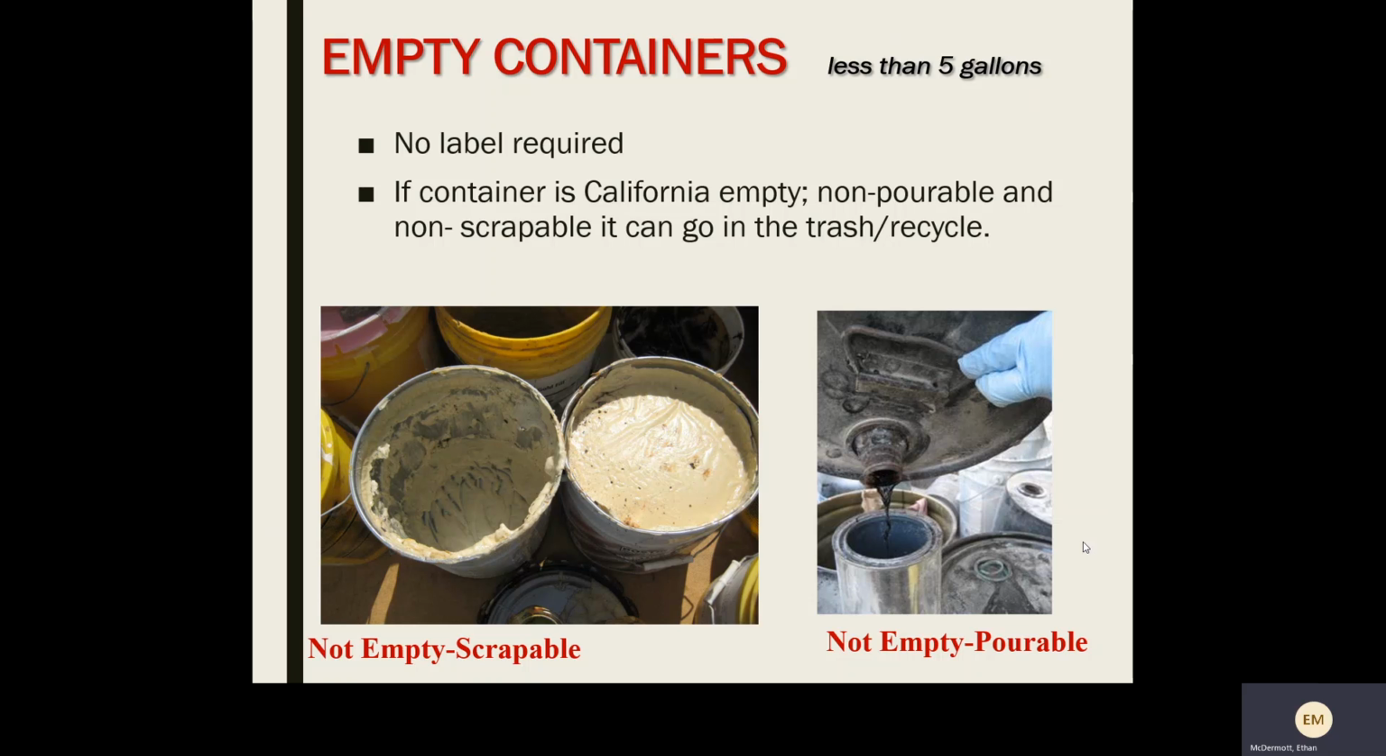If your container is empty of pourable or scrapable material and is less than 5 gallons in size, you may dispose of it in your normal trash or recycling. If your empty container is larger than 5 gallons, such as a steel drum, it must be sent for reconditioning, it must be reclaimed for scrap value, or it must be remanufactured or refilled. These would not be able to go into the normal trash or recycling.